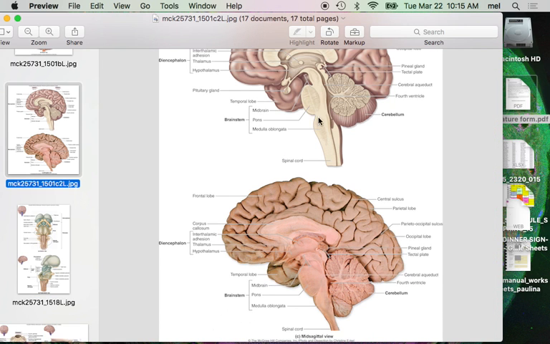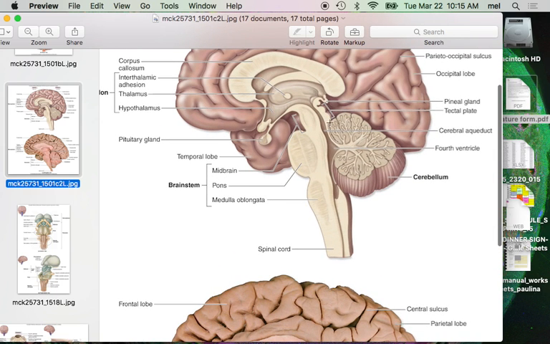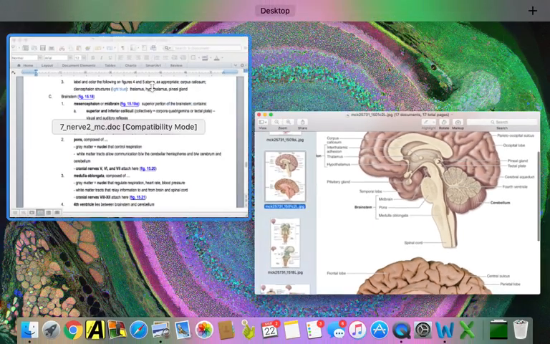If we're looking at a mid-sagittal view of the brain, here's the pineal gland, and here's the thalamus and the hypothalamus. So the regions we're talking about are right here. One of the ways that I can find this region, which is called the mesencephalon, is to find the cerebral aqueduct. It's the things that are just around the cerebral aqueduct. Does that make sense?